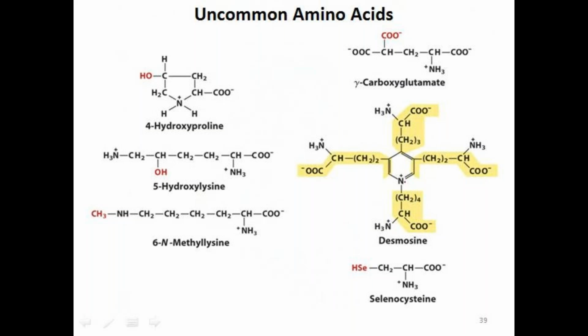Some amino acids also exist in nature that are called uncommon amino acids. They have many functions and participate in different reactions. The main examples are 4-hydroxyproline, 5-hydroxylysine, 6-N-methyllysine, gamma-carboxyglutamate, desmosine, and selenocysteine. These are the uncommon amino acids. We will discuss their functions in protein metabolism.